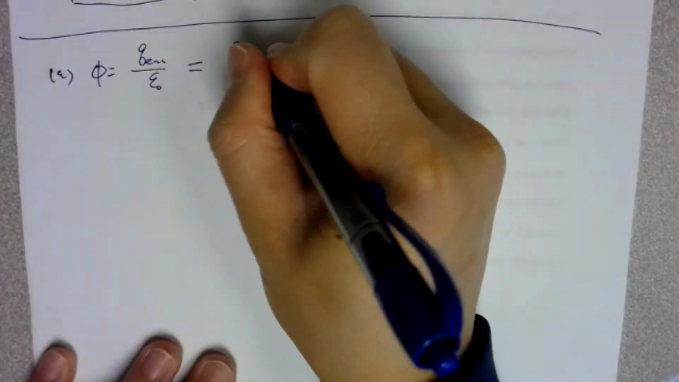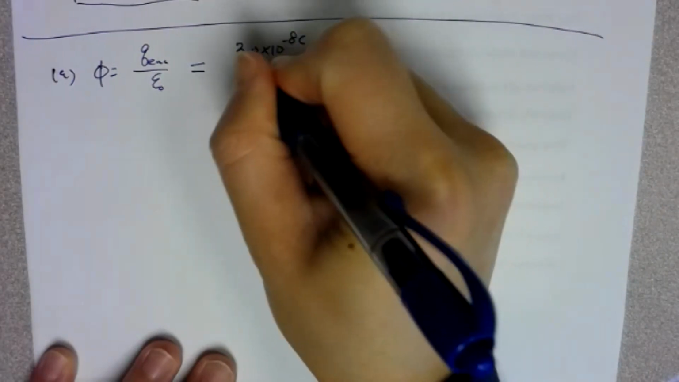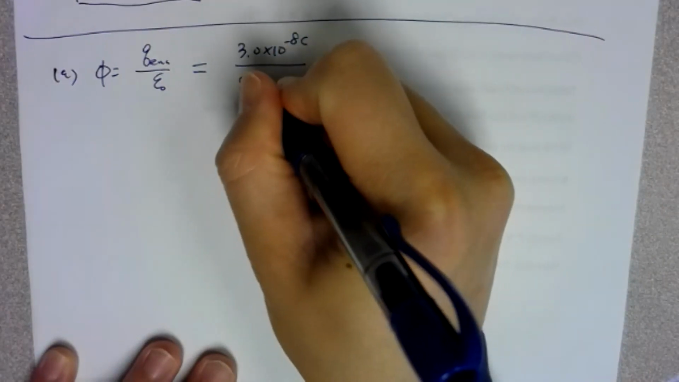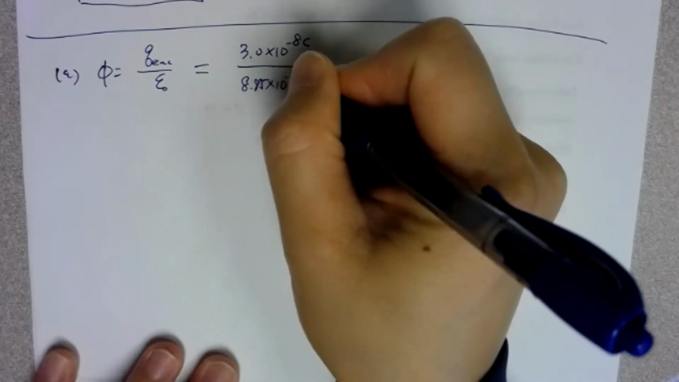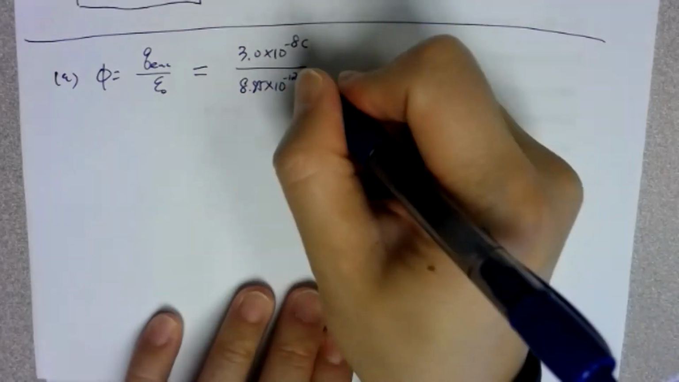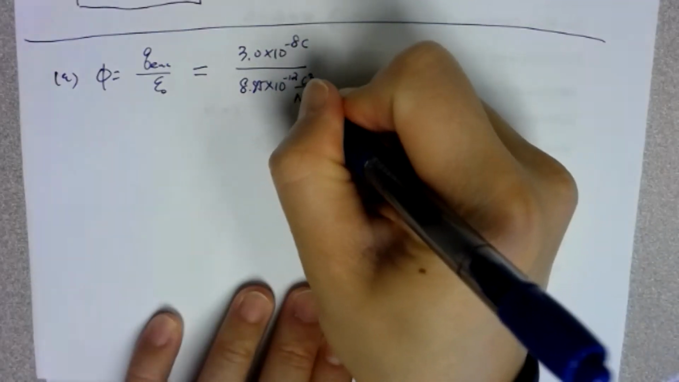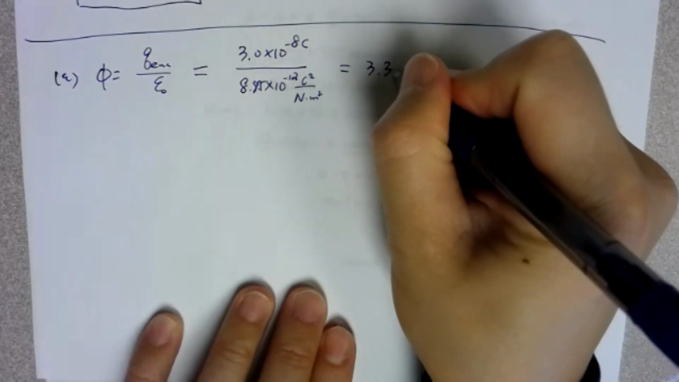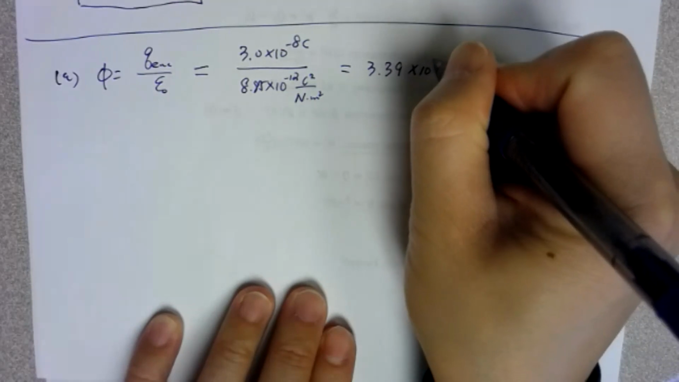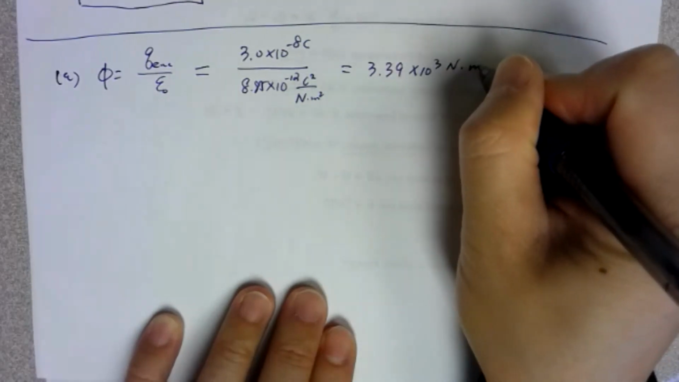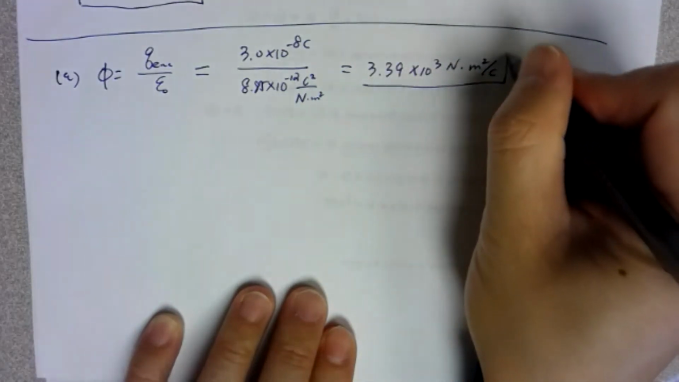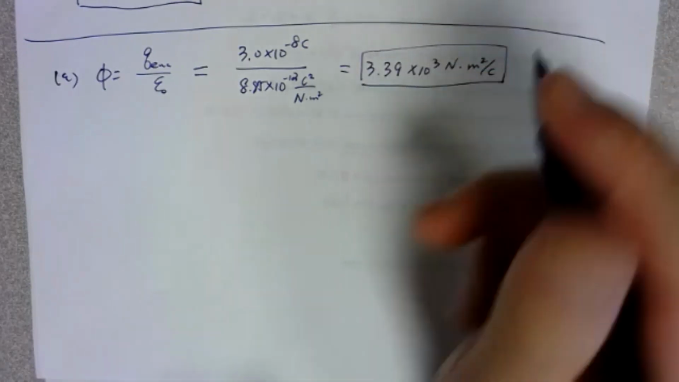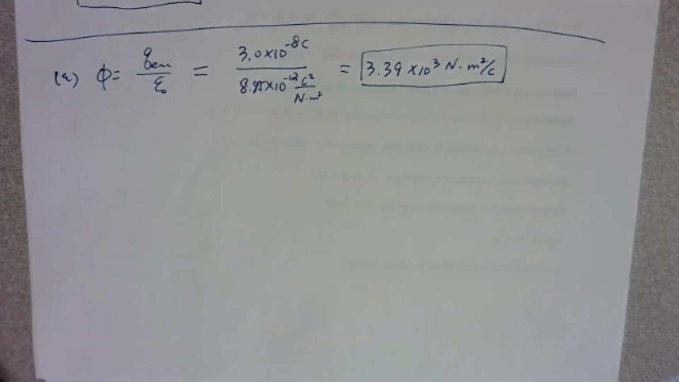So you enclose that. Then you just plug in that 3.0 times 10 to the minus 8 coulombs over epsilon naught, 8.85 times 10 to the minus 12, in units of coulomb square over newton meter square. Okay, that gives you 3.39 times 10 to the third newton meter square over coulomb. The negative charge is not enclosed by the surface, so that doesn't count.